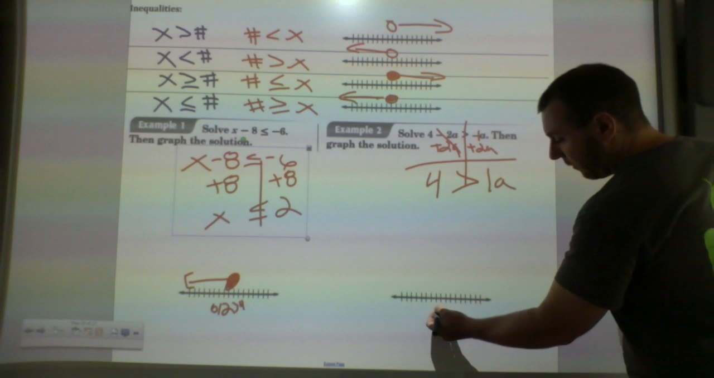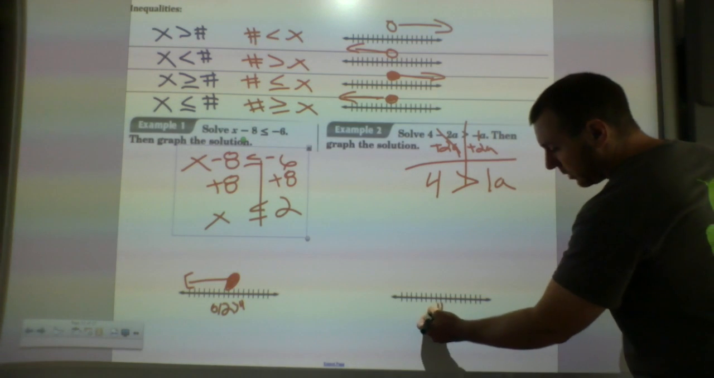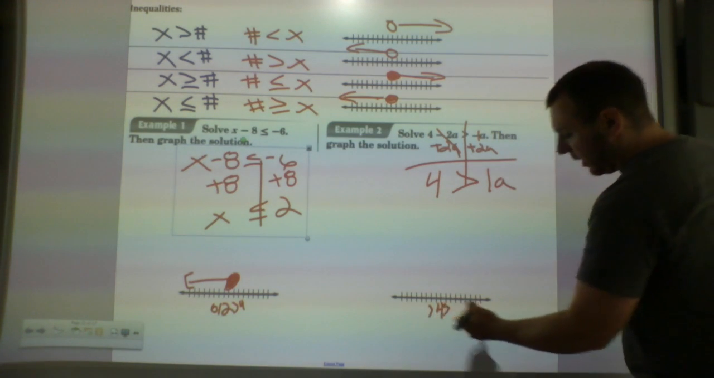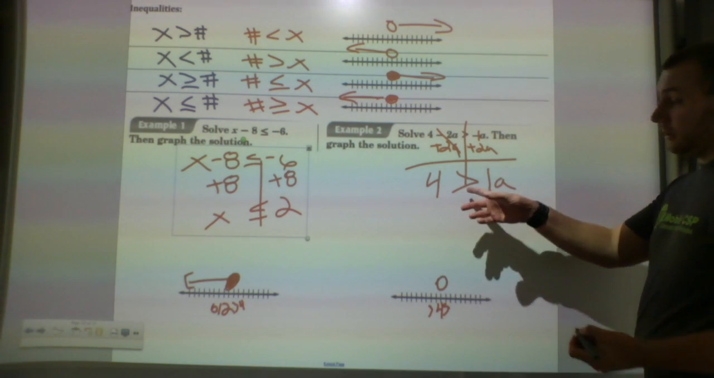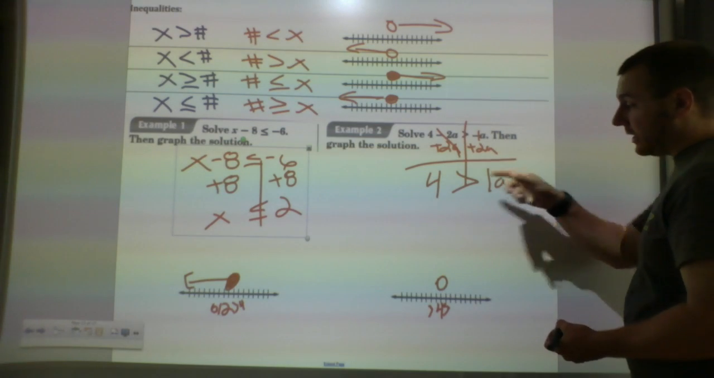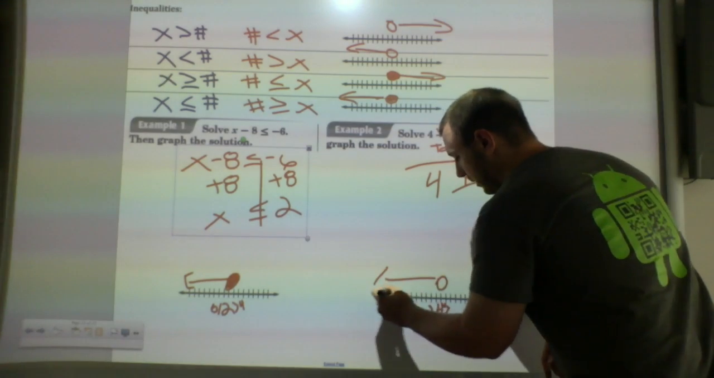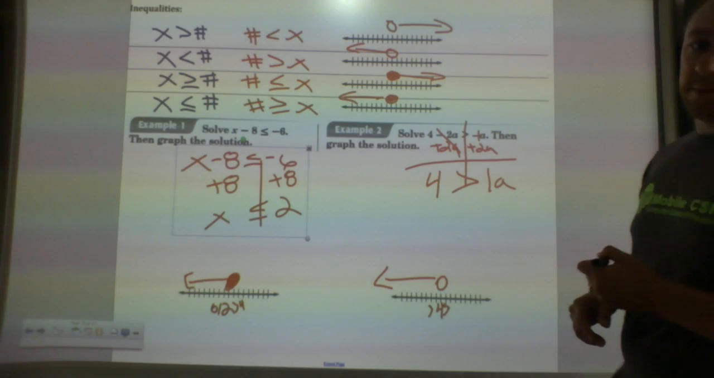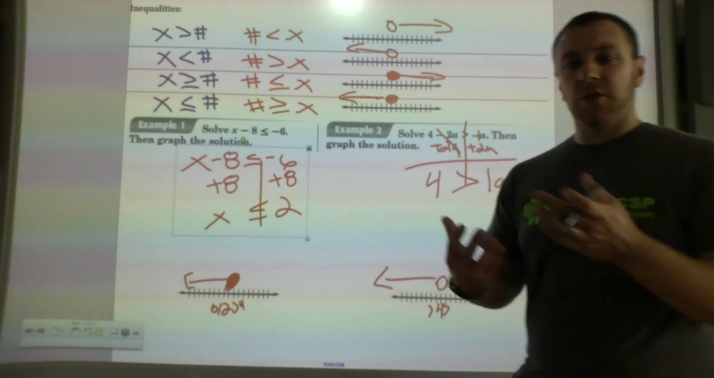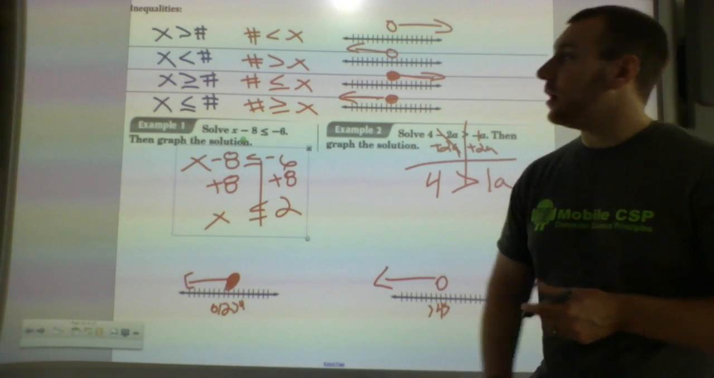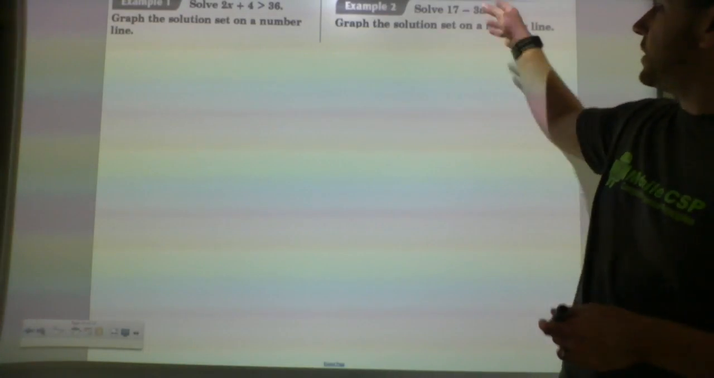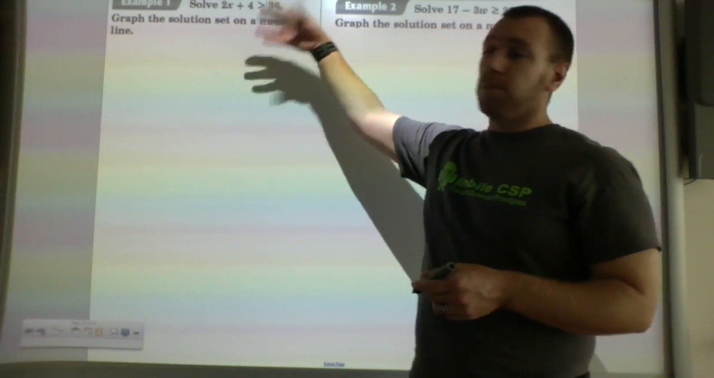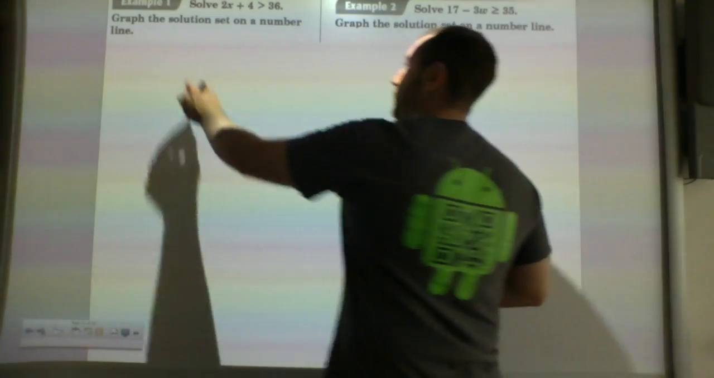So now I'm going to put 4. That means 3 is over here and 5 is over here. I'm going to put an open circle because it's not equal to, and a is less than, I'm going to the left. So that's the general way of solving an inequality. There are a few different rules here, especially when we get into multiplication and division.